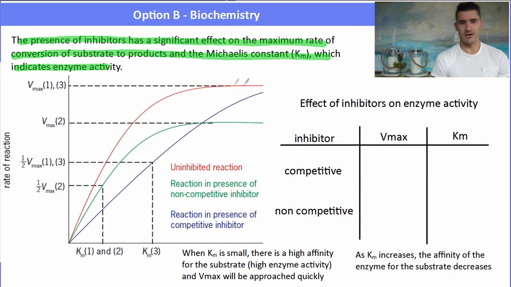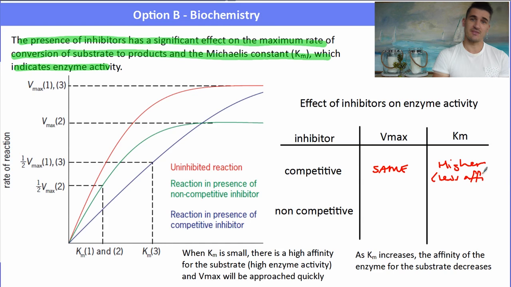So in red, here is our uninhibited enzyme reaction, and Km and Vmax have been shown for you. If we have a competitive inhibitor, it's in the blue, and a non-competitive inhibitor in the green. So we have to be able to describe the effect of the inhibitors on the enzyme activity. A competitive inhibitor doesn't change the maximum efficiency of the enzyme. It will remain the same. The Michaelis constant, however, will become higher, which means it will have less affinity for the substrate.